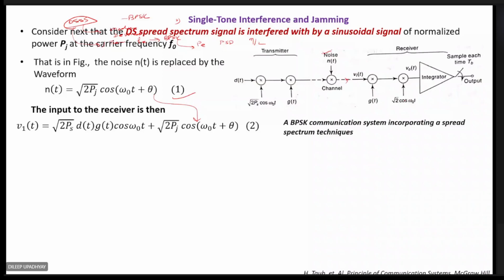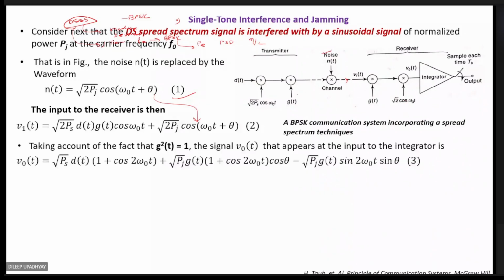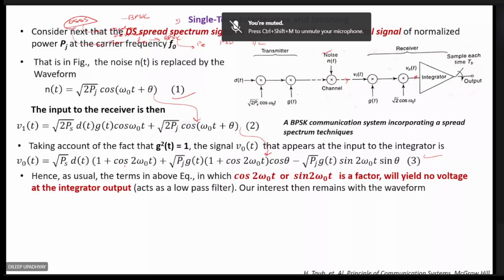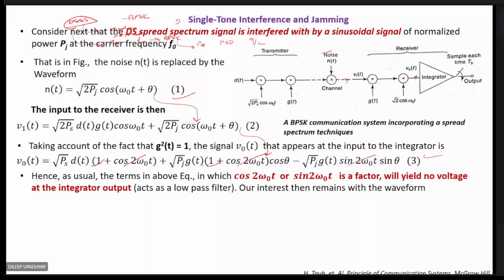Before passing through the integrator circuit, after multiplication of these two, we can finally write this expression. Once it passes through the low pass filter, we only take the lower frequency components at the output. We can ignore these terms, and only the remaining ones are these. So we can write it as root Ps d(t), and then root Pj g(t) cos theta.